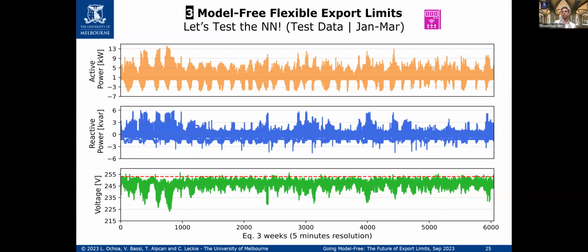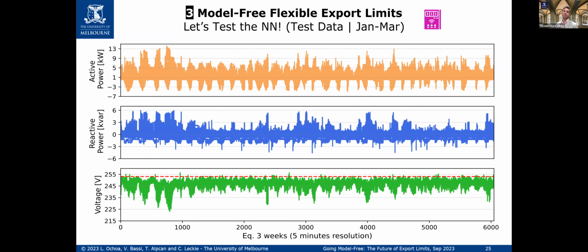So what we're going to do then is assess the accuracy of our neural network. For this, we're going to take another 3 weeks of data, which hasn't been seen by the neural network. And this data corresponds to the period of January, March. So it's fully summer here. Again, in the upper plot, you can see active power. In the middle, you can see reactive power. And in the lower part, you can see voltage.